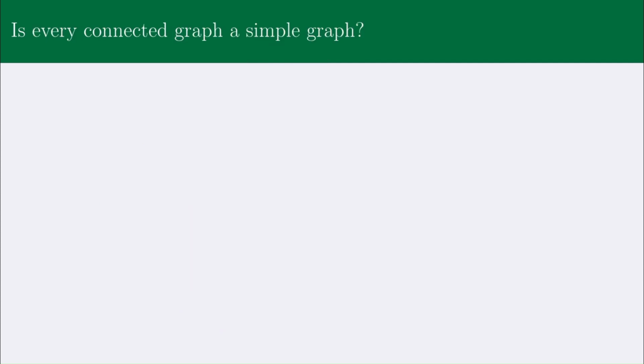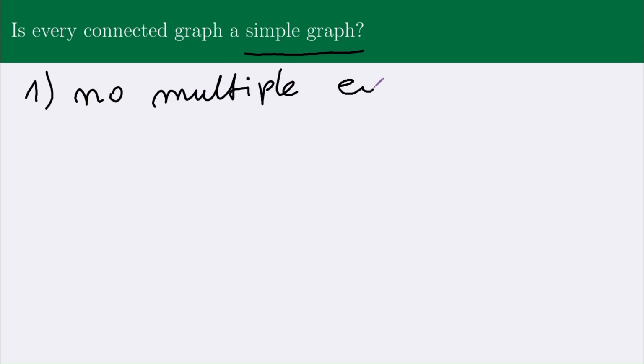Is every connected graph a simple graph? Let's check. To be a simple graph, we need to satisfy two requirements. So first requirement, no multiple edges. And second requirement, no loops.